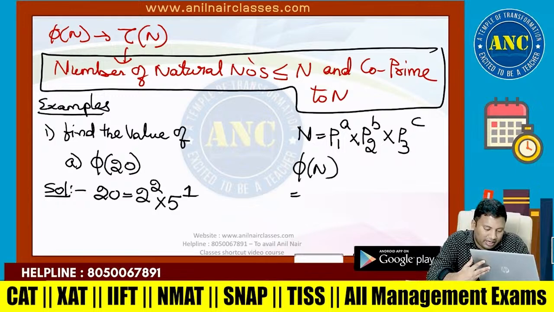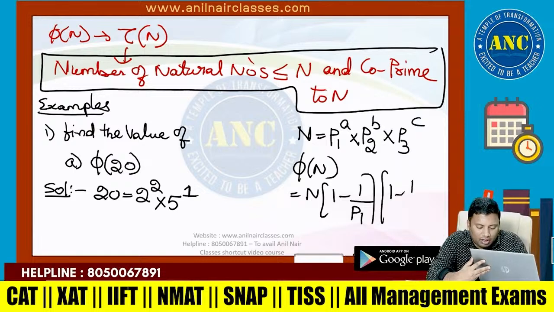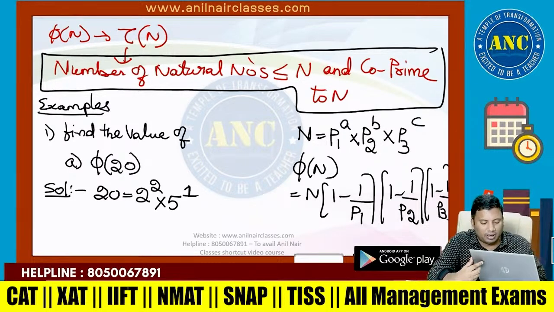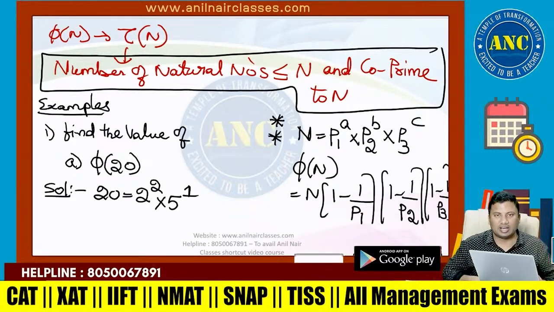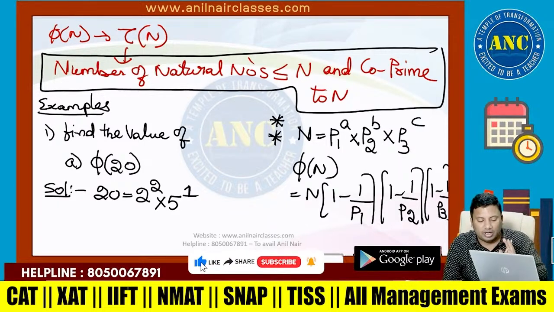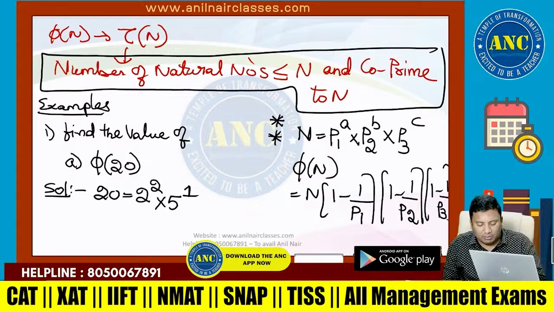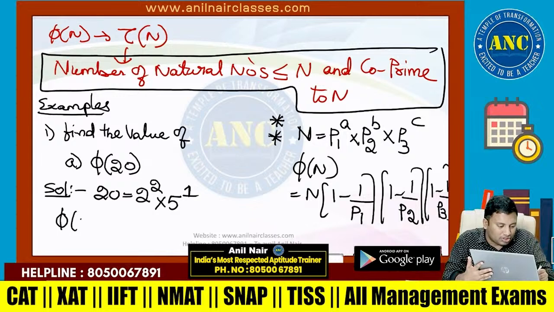Right? So the quotient of n. I will give a proof in the next slide. Please write down n into 1 minus 1 by P1, 1 minus 1 by P2, 1 minus 1 by P3. I will give a proof for this in the next slide. Any composite number, write it down as a power of prime numbers, P1 power A, P2 power B, P3 power C. The quotient of n is n into 1 minus 1 by P1, 1 minus 1 by P2, 1 minus 1 by P3.